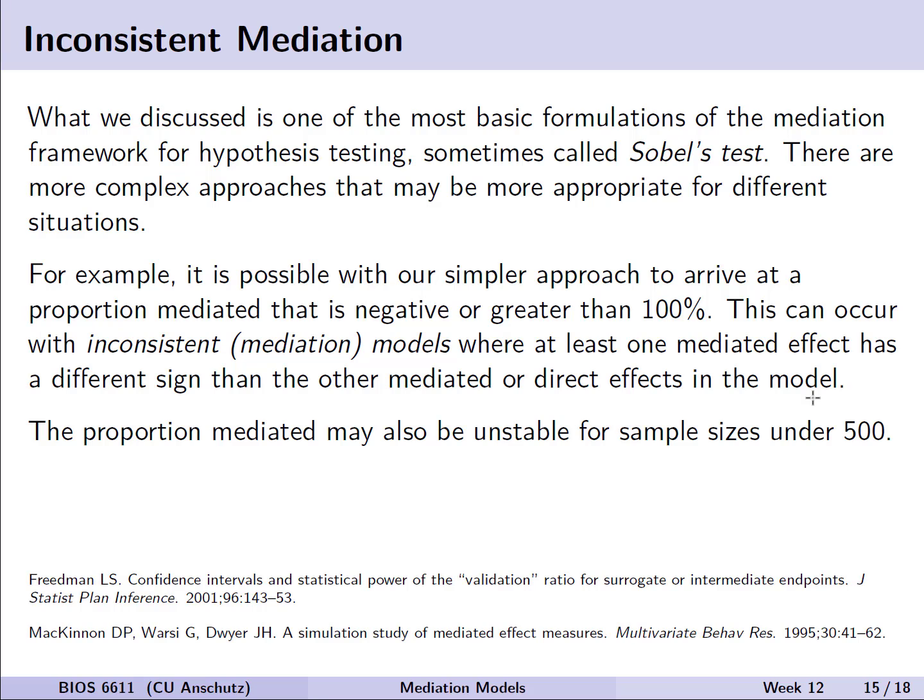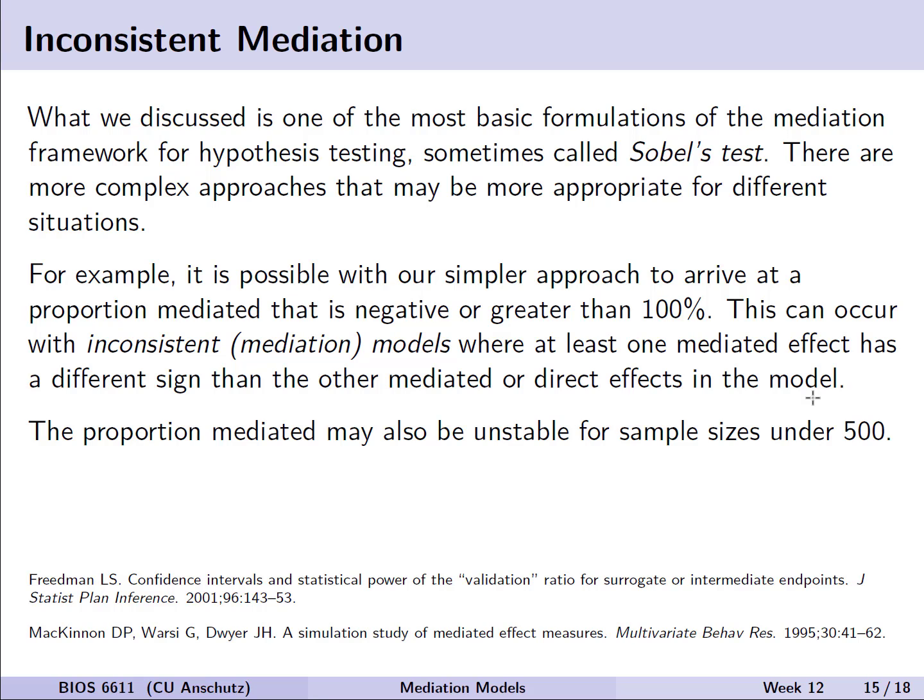However, there are increasingly more complex approaches that could be used and may be more appropriate for different situations, although we will not explore those in the context of 611. For example, it is possible with inconsistent mediation here at the forefront of our mind that our simpler approach could arrive at a proportion mediated that is either itself negative or greater than 100%, or has a confidence interval that includes either of those ranges. This can occur when we have what we call an inconsistent mediation model, where at least one mediated effect has a different sign than the other mediated or direct effects in the model.